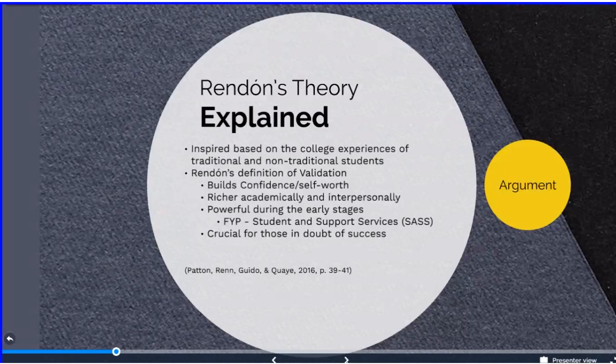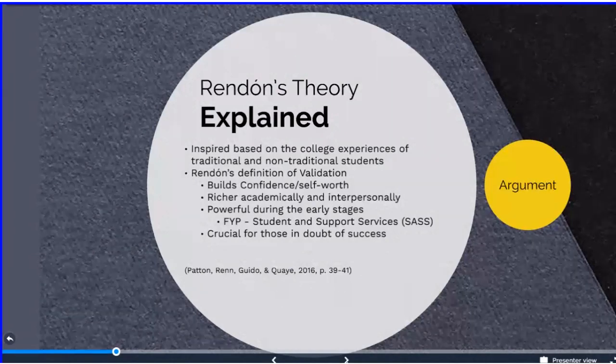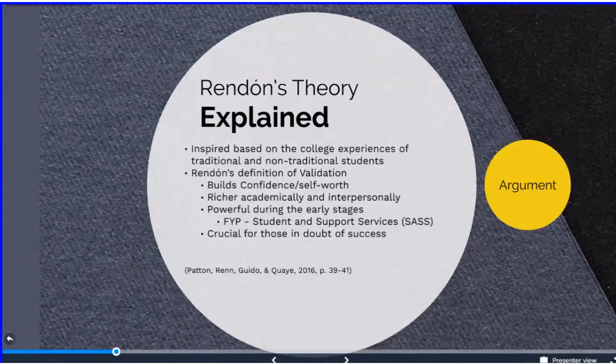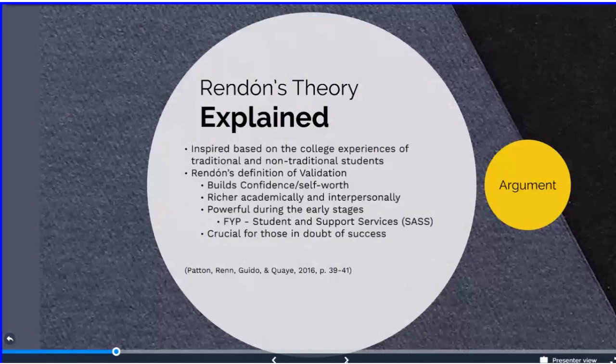And to go along with this theory being powerful during the early stages, another thing that I want to mention is that it is crucial for those who are in doubt. What she was saying on page 41 is that validation is most powerful when offered during the early stages, and I just went over that. But also, validation is necessary for every student, but is particularly crucial for students who may doubt their ability to succeed.